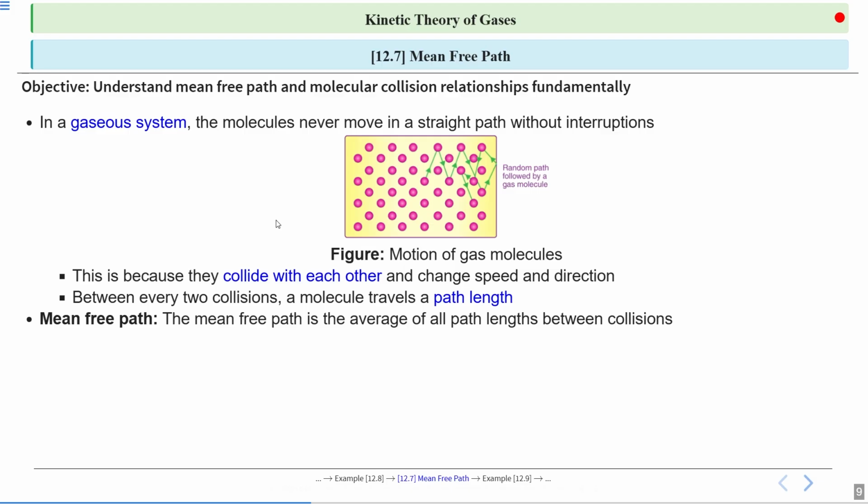So let's define the mean free path. This is the average distance a molecule travels between collisions. It's a fundamental concept in understanding gas behavior, as it provides insight into how often molecules collide. The symbol for mean free path is L. This notation will be used in equations and discussions about molecular motion.